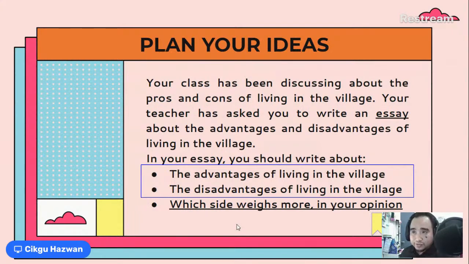Next, after you have understood the task, you have to plan your ideas. When we talk about planning your ideas, how do you plan your ideas? Or you don't plan, you straight away write. When answering 319 paper 2, you have to plan a little bit so that our elaboration of points doesn't go around the bush. So my question is, how do you plan your ideas?